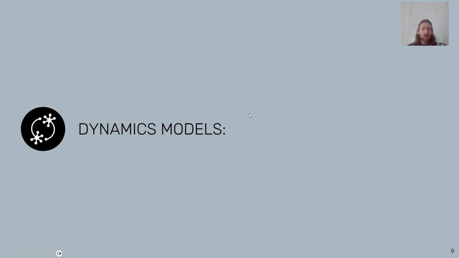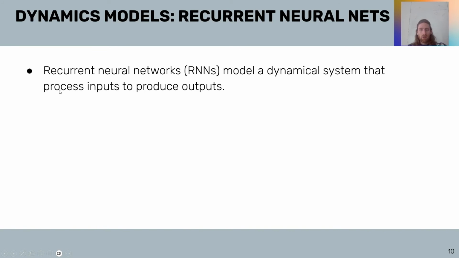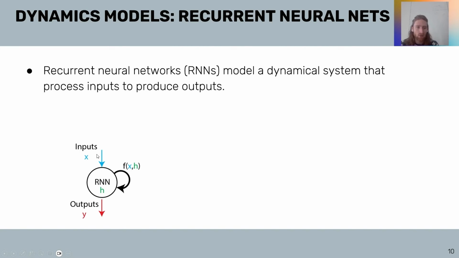Okay, so I've talked a bit about the dynamics models, RNNs, in a black box way. What is actually available to you? What's available to you is something called recurrent neural networks, or RNNs. They are trained to model dynamic systems, processing inputs to produce outputs. At a high level it looks like this. It takes in inputs, it's got a hidden state called H, and then it produces outputs Y.